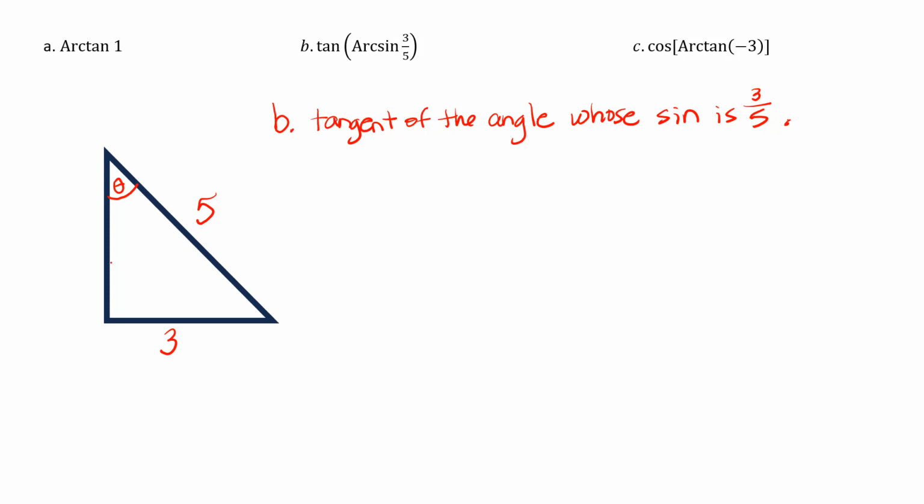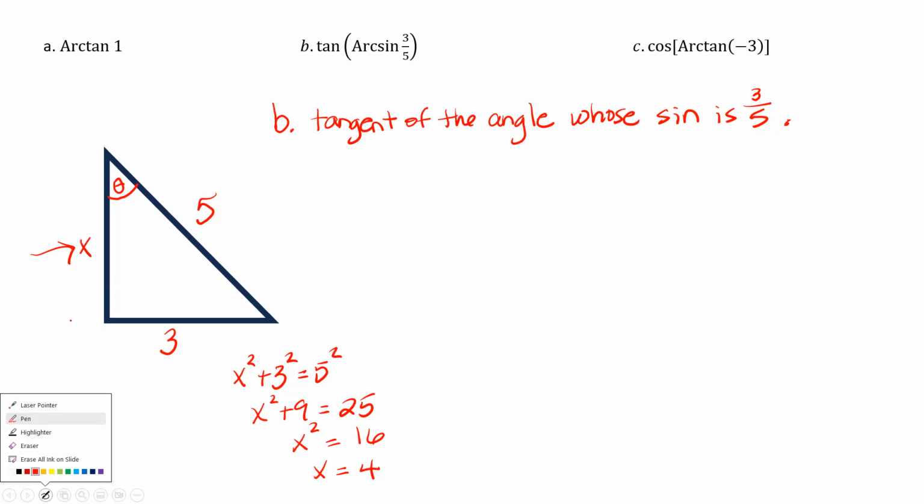To find the other side, the adjacent side to that angle, we use the Pythagorean theorem. So we'll call that x. X squared plus 3 squared equals 5 squared. So x squared plus 9 equals 25. X squared equals 16, so x is 4. So this is what we call a 3, 4, 5 triangle, and it's a triangle you could easily memorize. So this side is 4.